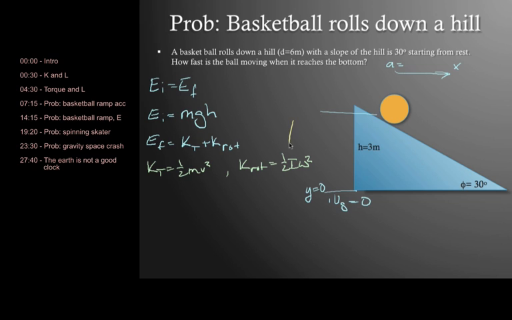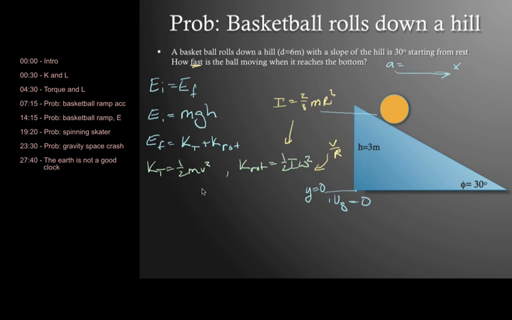When we talk about I here, this is a basketball again. It's a hollow sphere, so I is just 2/3 mr squared. And here for omega, since we want to know how fast it's going and not how fast it's spinning, what we want is v. So we'd like to change this omega into a v. So that's v over r.